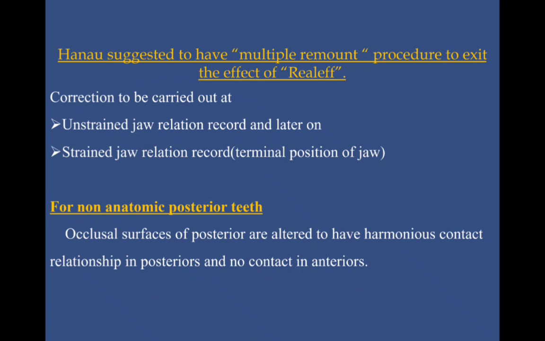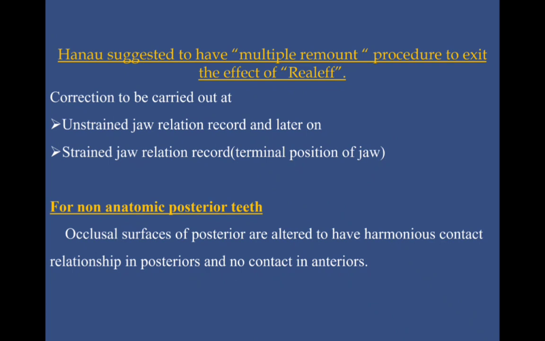He has suggested doing this in strained and unstrained jaw relation positions. During centric, first the unstrained position means a light centric contact, and the strained position is like the most terminal position or most retruded position of your mandible in centric relation. That will be your strained jaw relation position. So you can carry this out in two parts, and here you can see that maximum errors are eliminated.